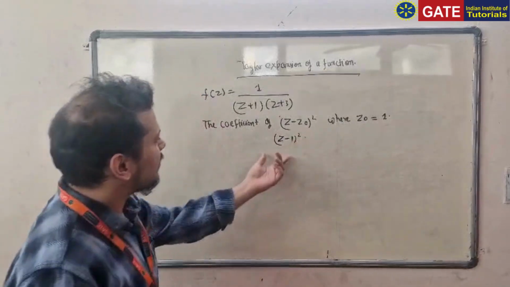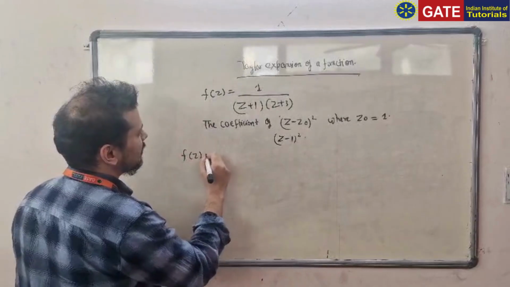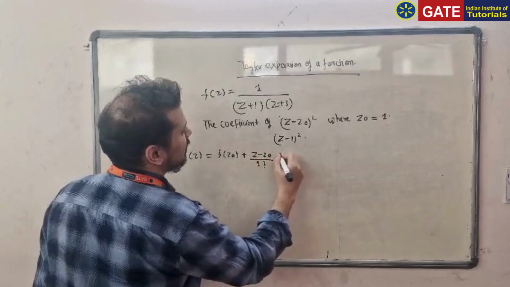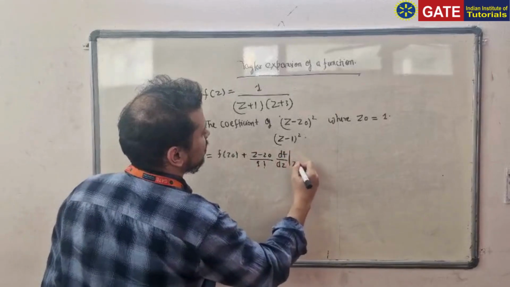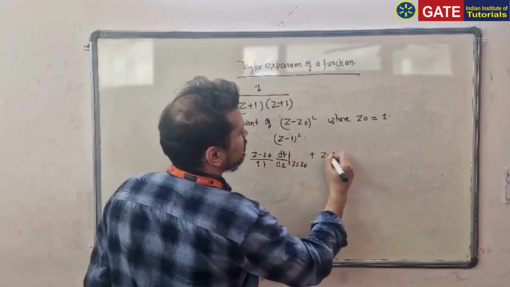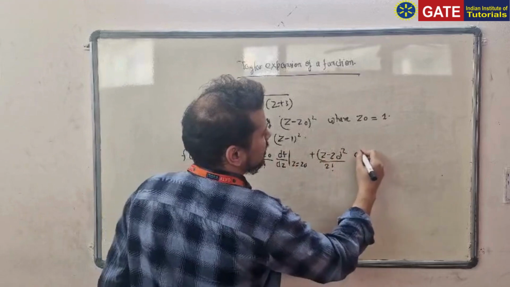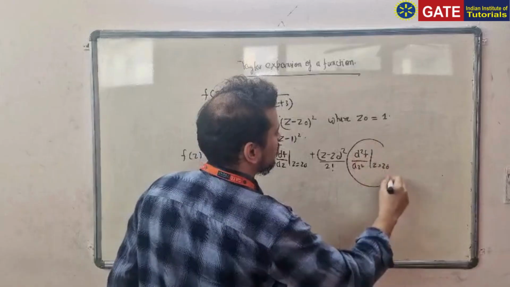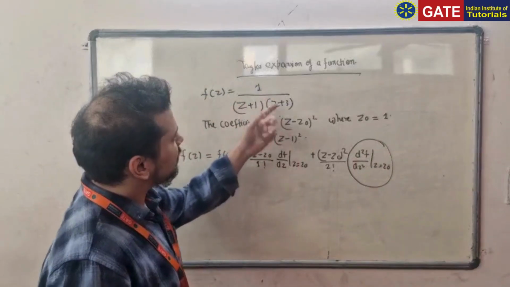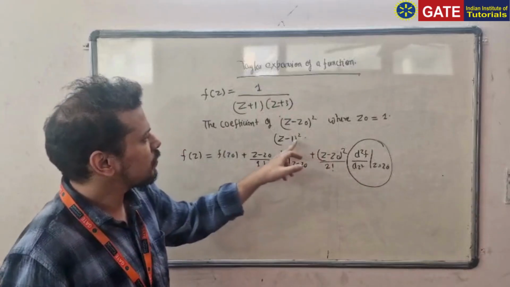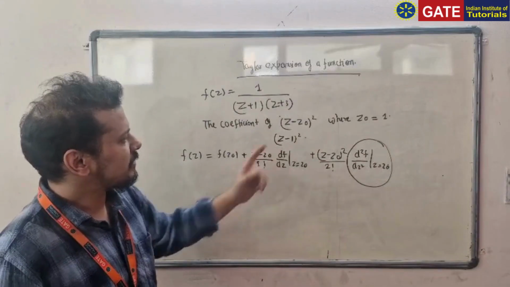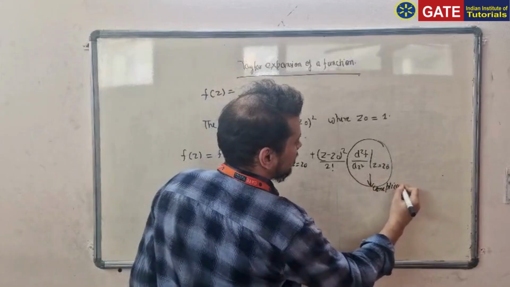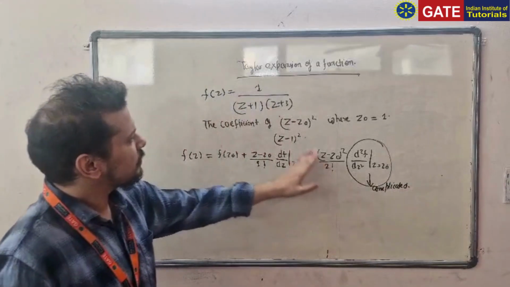Now remember that when we do Taylor expansion, we write the first term f of z naught plus (z minus z naught) upon 1 factorial df by dz at z equals z naught plus (z minus z naught) square upon 2 factorial d2f upon dz2 at z equals z naught. So I have to find this coefficient. I have to take the double derivative of this and then put z equals 1 to find the answer. Alright, and this is a complicated task, so we totally avoid doing this.